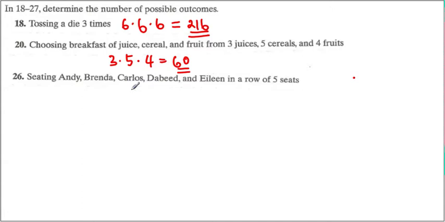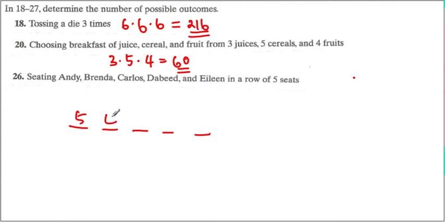Sitting A, B, C, D, E in a row. Let's think about it. If we have 5 people sitting, how many possible candidates can we have on the first seat? It's going to be any one of those 5.